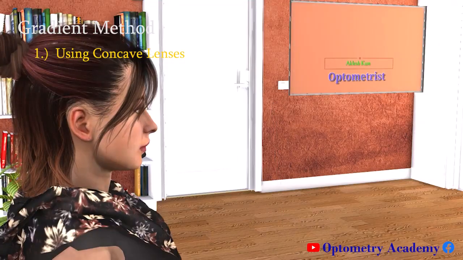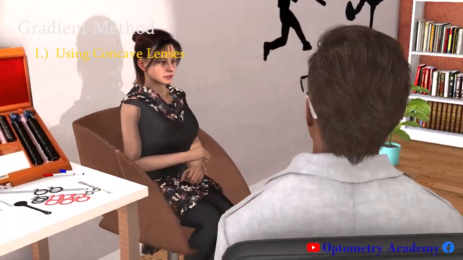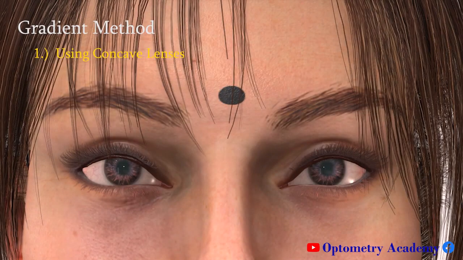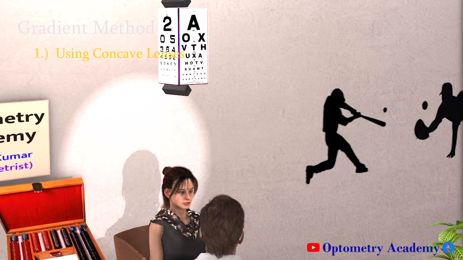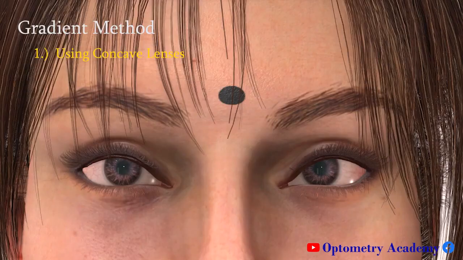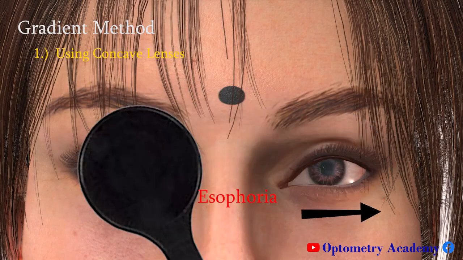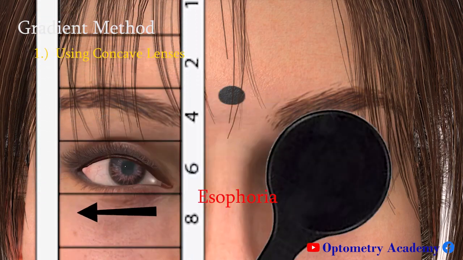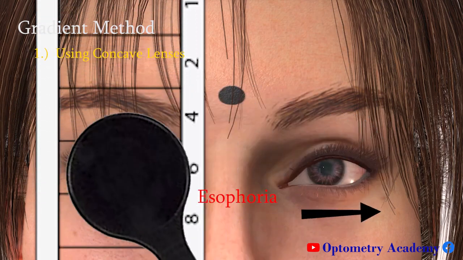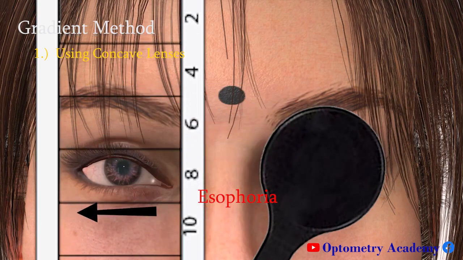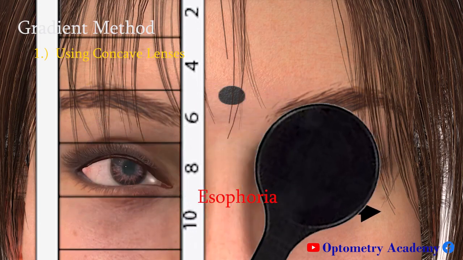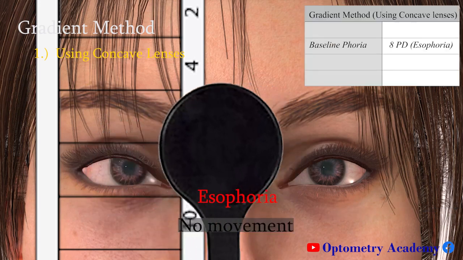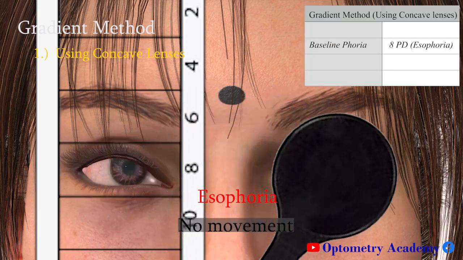Using concave lenses for 6 meter at distance, the patient is made to wear his proper refractive correction and the deviation is measured at 6 meter with Snellen's chart with PBCT. Here in this patient, the distance deviation is 8 prism diopter esophoria. This gives our baseline phoria.